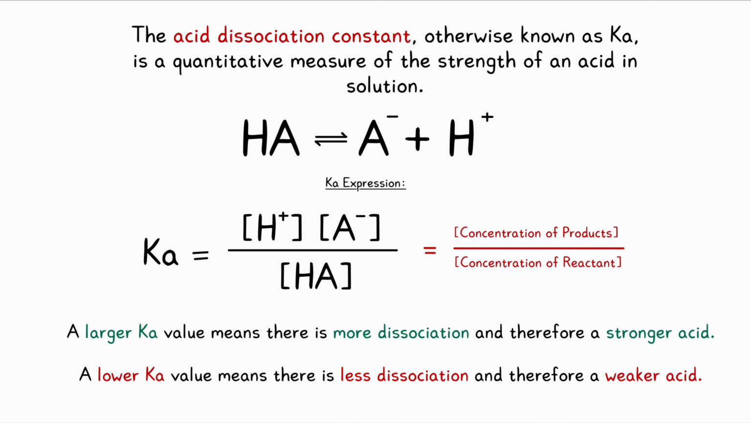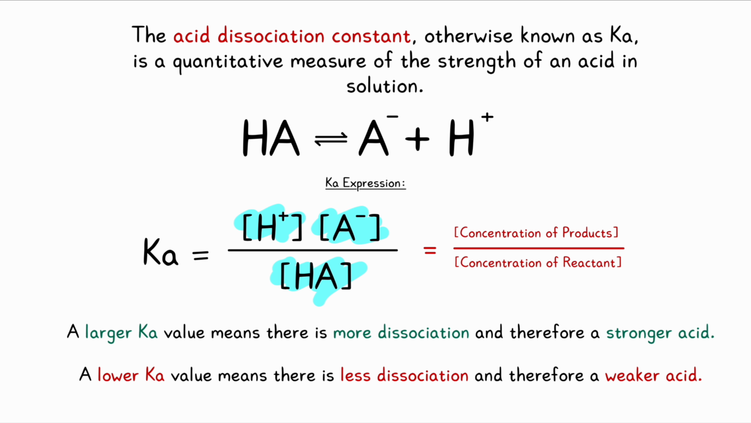Now, again, I have my little weak acid chemical equation. If I was to write a Ka expression, it's very similar to how you write a Kc expression from year 12. It's your concentration of your products all divided by your concentration of your reactants. In my case, I only have a reactant. So all you have to do is your hydrogen ion concentration times your A- concentration all over your HA concentration. And what does Ka actually mean?